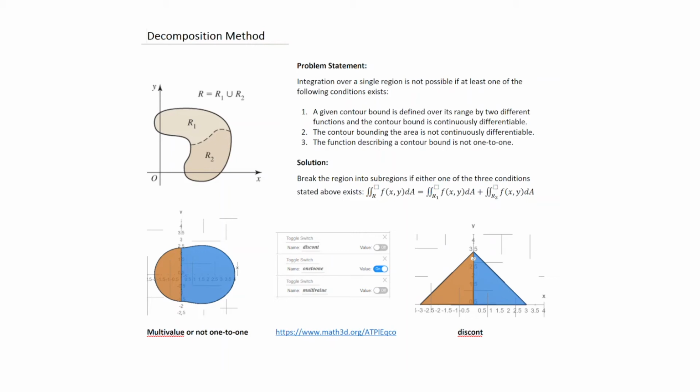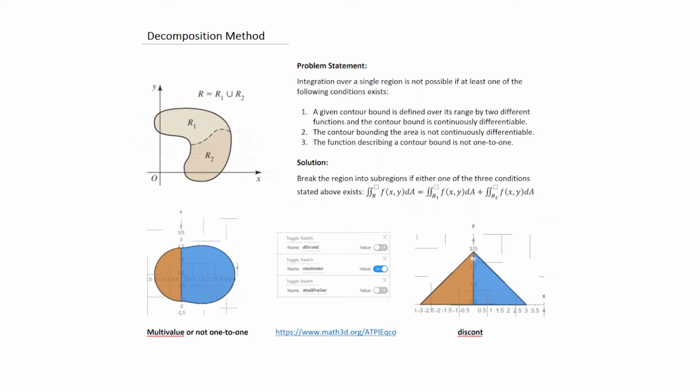For example, let's say you have regions R1 and R2, and each has to be handled separately. Then you would integrate over region R1, which means this. You'd integrate over region 2, which is this. If you add these two together, then this would be equivalent to the total region. You would not be able to do this in one go. You'd have to do this in two steps.